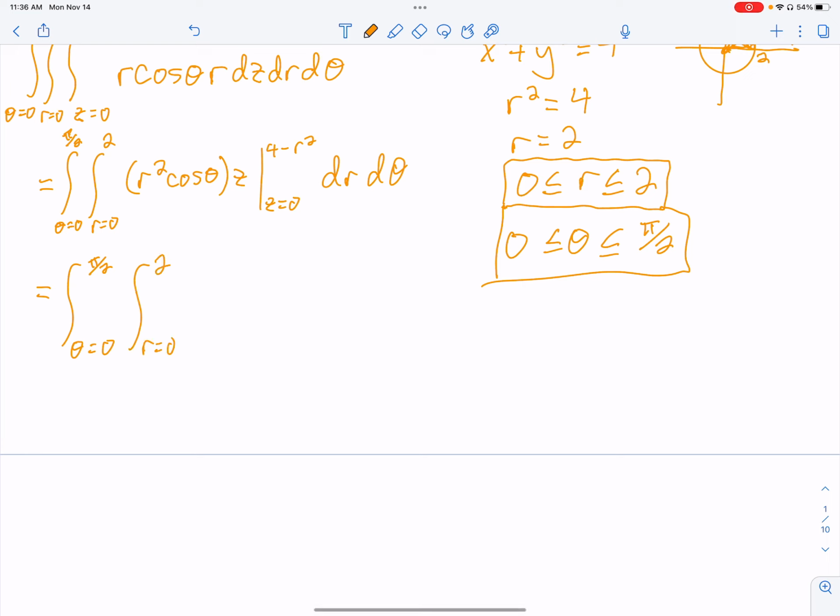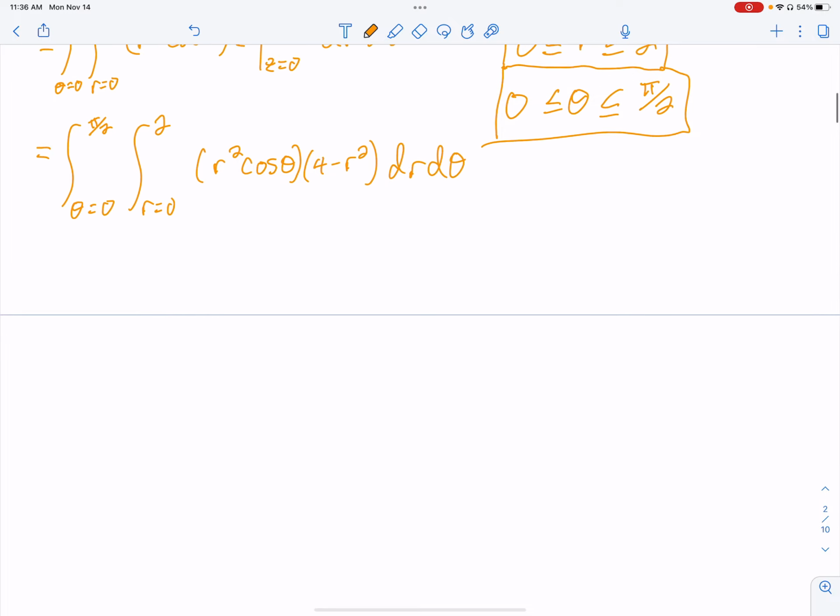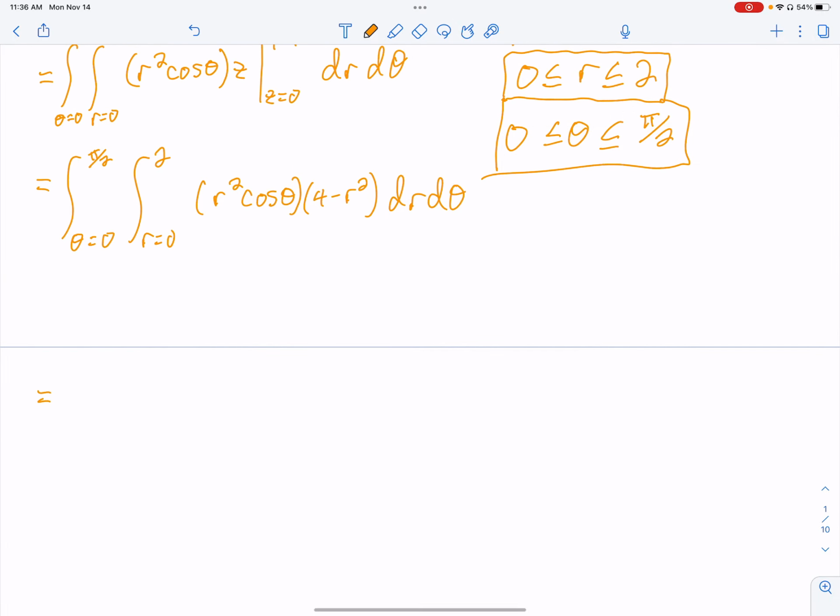All right, and then we can plug those in, and they're going into z. So we're going to get r squared cosine theta times 4 minus r squared, and then the z equals 0 is just going to make them go away. So now we're going to work this out and jump to my next page. I'm going to multiply all that out.